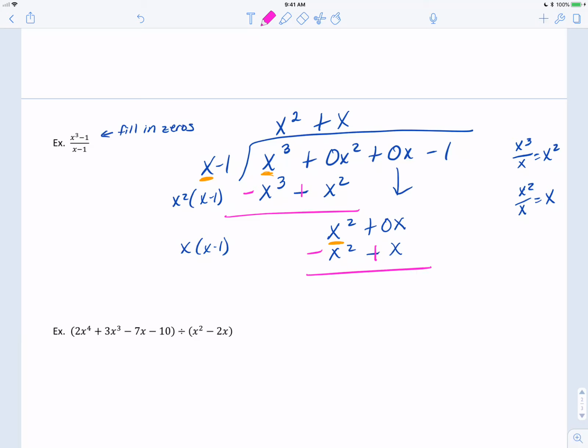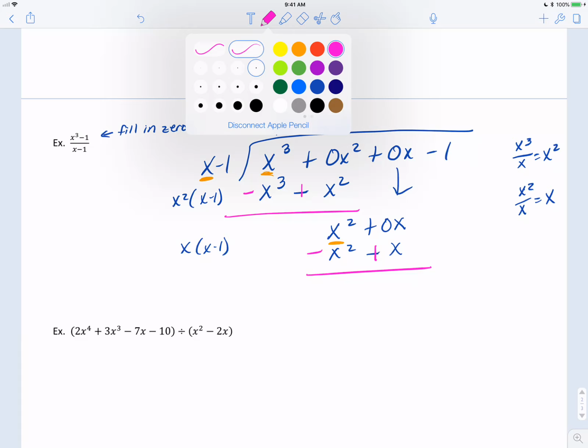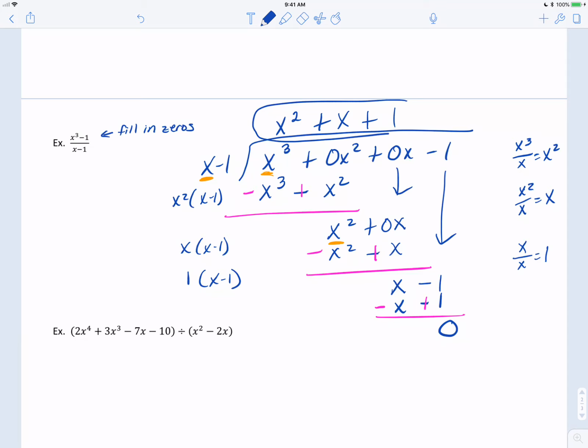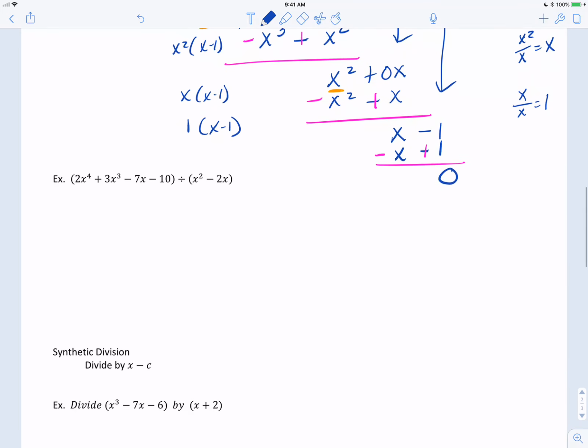Change my signs, draw my line. That leaves me with x minus 1. And how is x? X, 1. So we've got to do the plus 1. So 1 times x minus 1, because we had to fill in this spot here. So that's just x minus 1. Change my signs, draw my line, and looks like we are going to have a remainder of 0. So there is that answer. Hopefully you got that when you worked that out on your own.